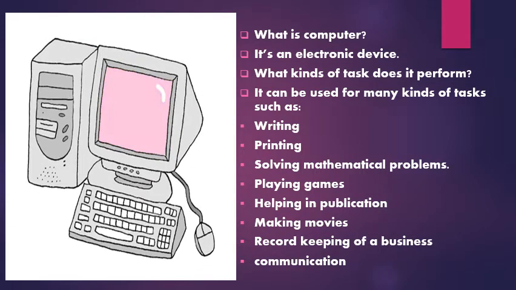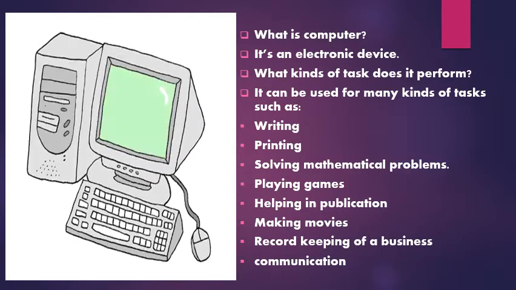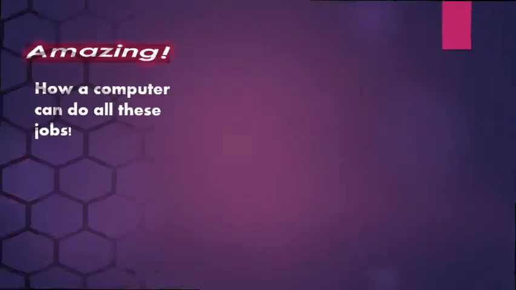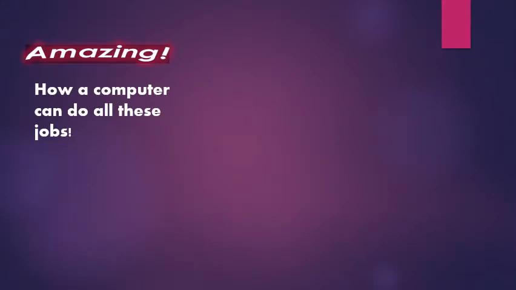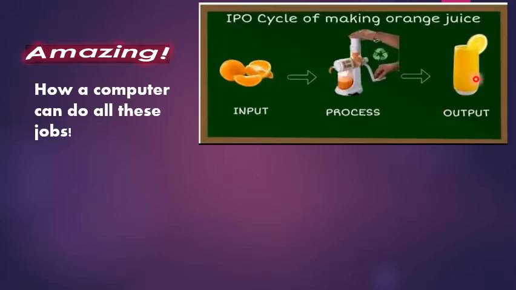Okay, so how are all these kinds of tasks done in computer? So let's see. It's really amazing to see how a computer can do all these jobs. So here we can see that there is a glass of orange juice. If we want this orange juice, is it available in the same form? Not at all. It has to be made by a process, and this process will include some steps.